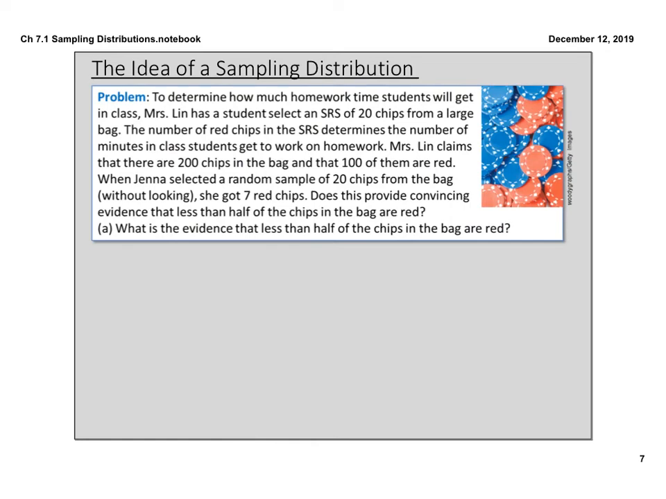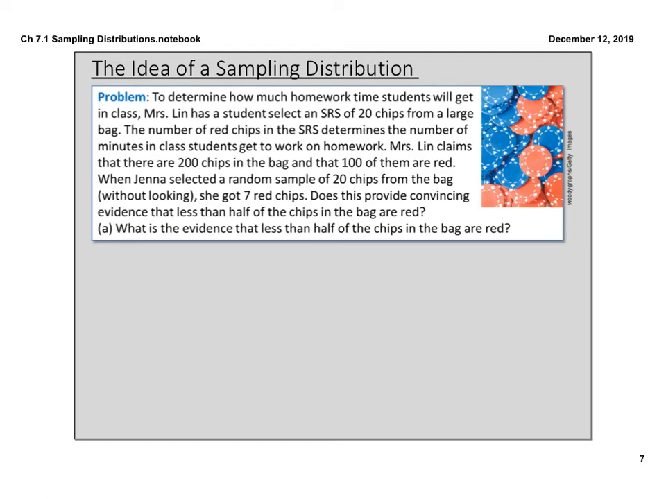Okay, so we're going to take a look at our next example here. This one says, to determine how much homework time students will get in class, Mrs. Lynn has a student select an SRS of 20 chips from a large bag. The number of red chips in the SRS determines the number of minutes in class students will get to work on homework. Mrs. Lynn claims that there are 200 chips in the bag and 100 of them are red. When Jenna selects a random sample of 20 chips from the bag without looking, she got 7 red chips. Does this provide convincing evidence that less than half of the chips in the bag are red?